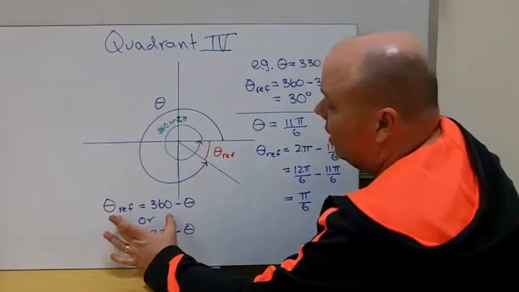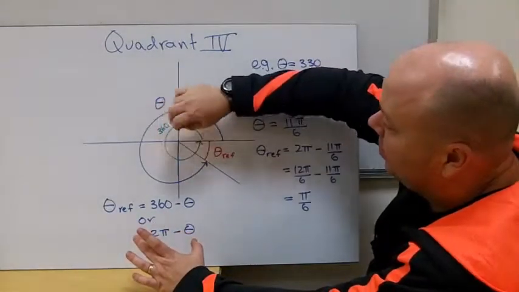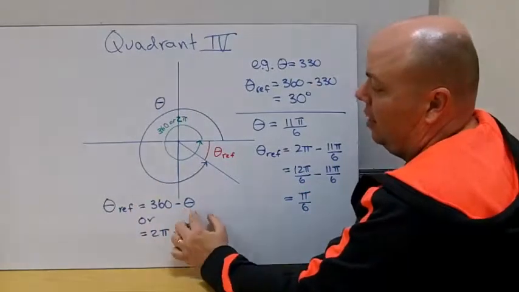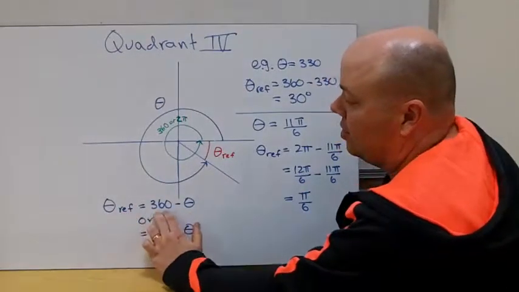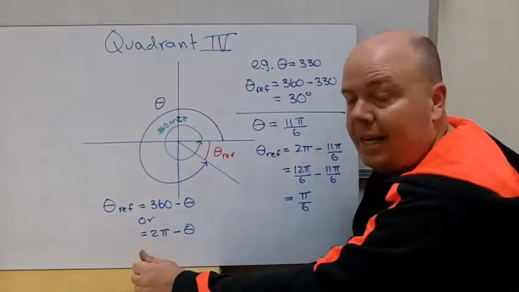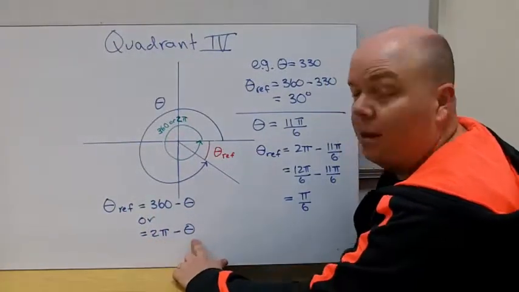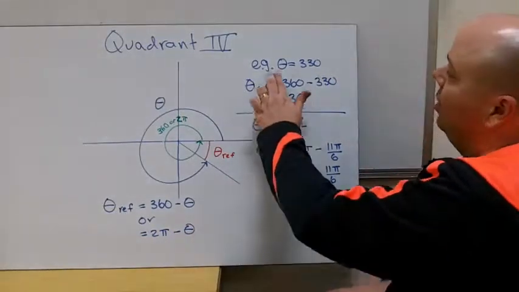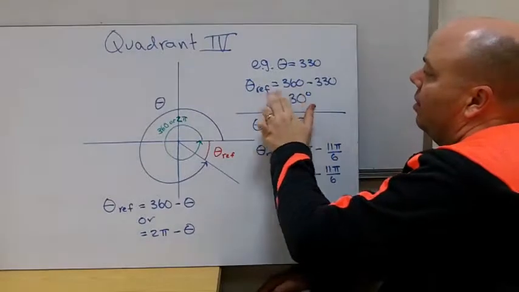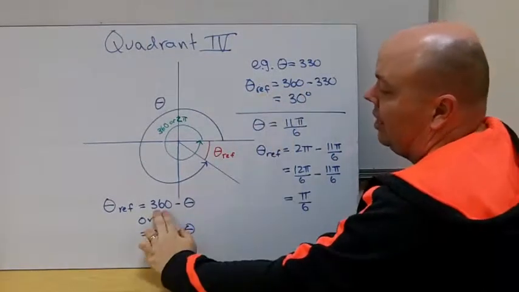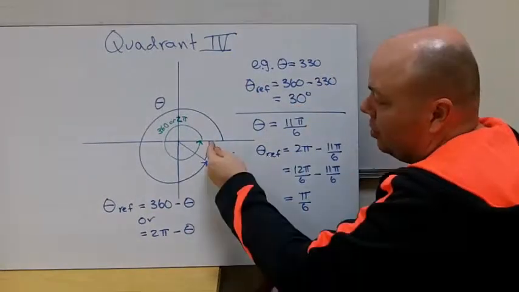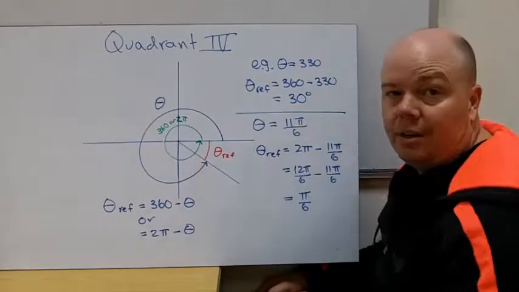So my reference angle is equal to 360 degrees. If I take this piece off, that leaves me with my theta reference. So it's 360 degrees minus theta. If I was in radians, it would be 2 pi minus theta. For example, theta is equal to 330 degrees. Theta reference is equal to 360 minus theta, which gives me 30 degrees. So this angle here is 30 degrees.